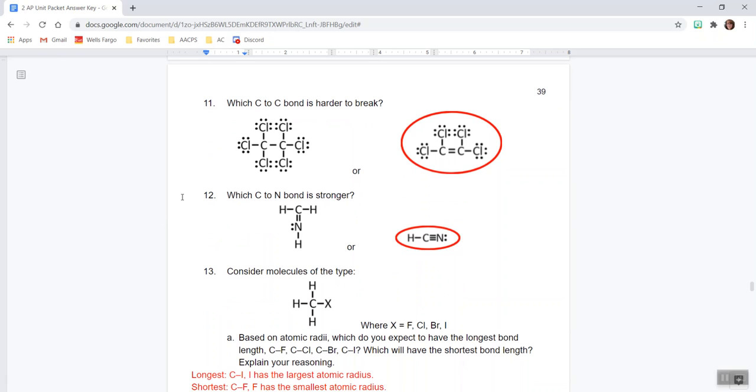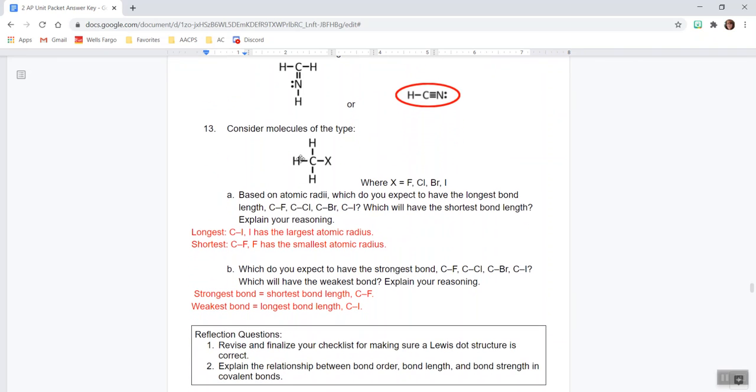Here we want to look at which bond is harder to break. We know that a double bond is going to be shorter and stronger than a single bond. We know that a triple bond is going to be stronger than a double bond. Here we're looking at a molecule of this type where X is either fluorine, chlorine, bromine, or iodine. Which bond would I expect to be the longest and the shortest? I expect the C to F bond to be the shortest because fluorine has the smallest atomic radius and iodine has the largest atomic radius.